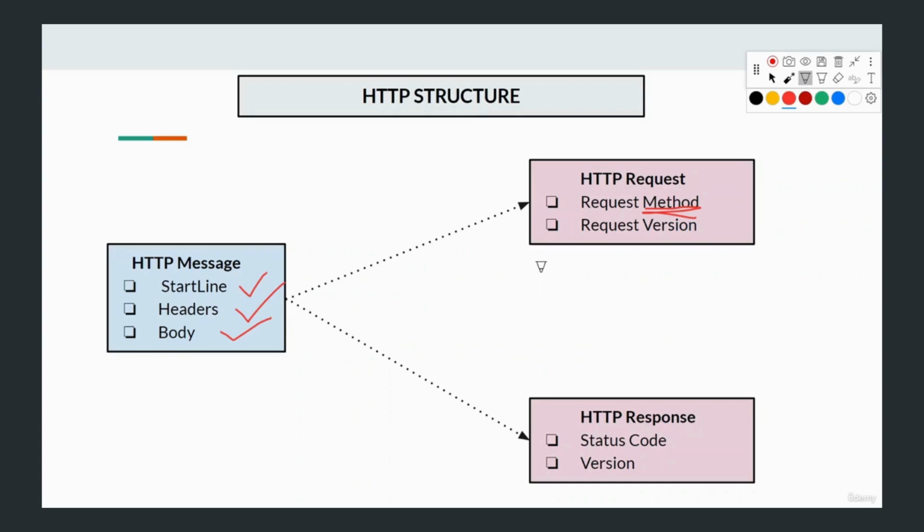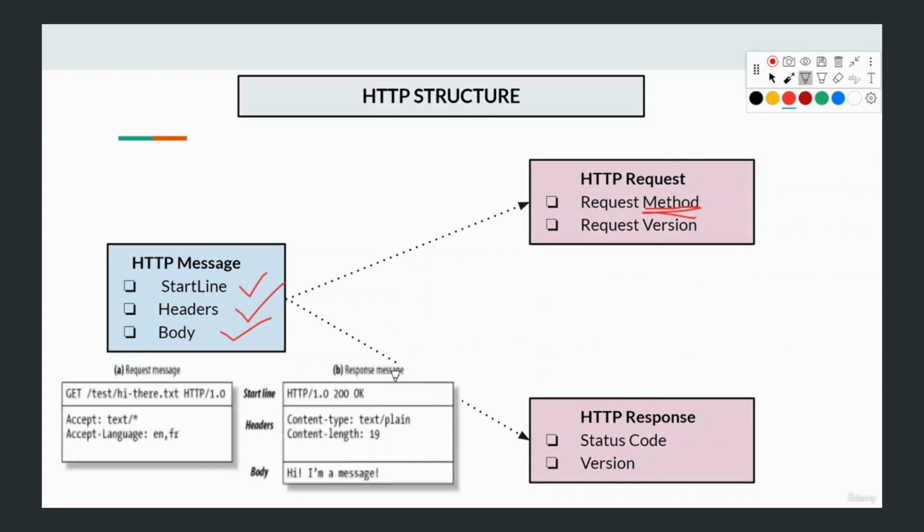All right, let's discuss this with an example. See, this is the method and this is the resource, right? And this is the version which we have already discussed, and these all are the headers. If you see here, there is no body in the request, because in the GET request structure there is no body. These are all the headers, right?